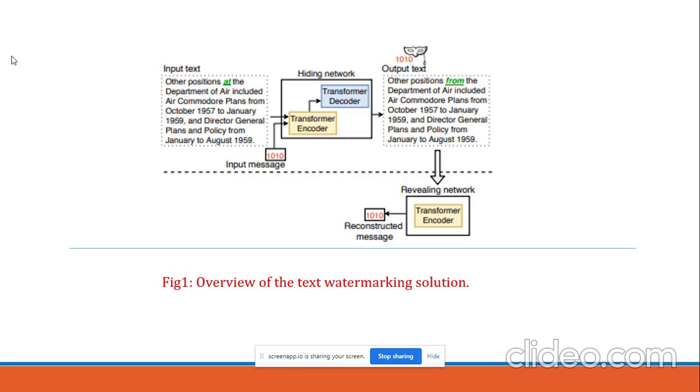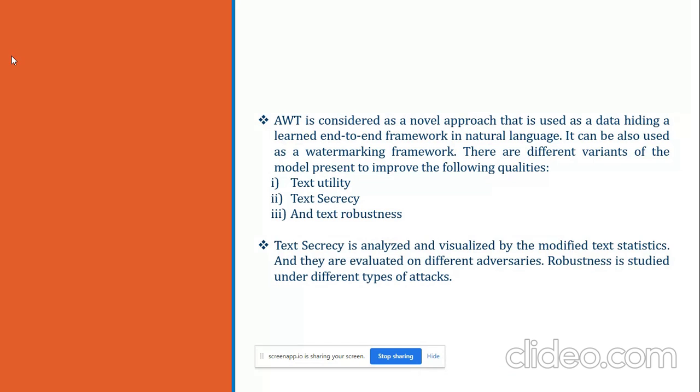One example and overview of the text watermarking solution is shown below. Here, the input text is passed through the hiding network with the presence of a transformer, decoder, and encoder. The input message is transferred and checked for plagiarism. After checking the plagiarism, the transformer encoder reveals whether the text is plagiarized or not.